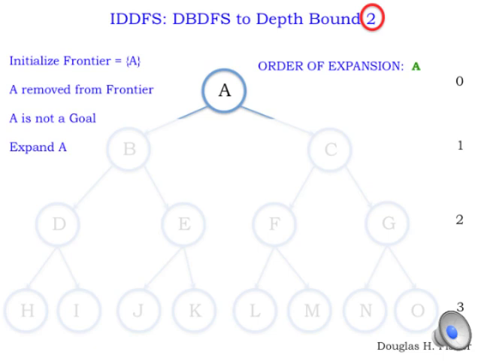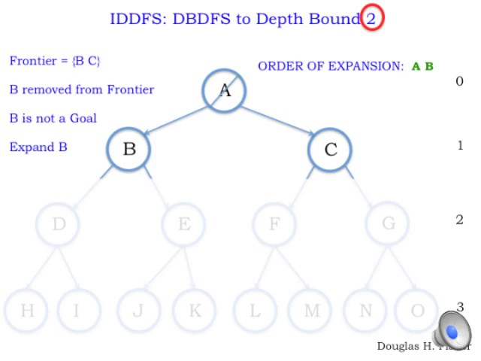We start all over again. The frontier is initialized to A. A is removed from the frontier. A is not a goal. A is not at the maximum depth bound, and so we expand A. We get its two children, B and C, on the frontier.